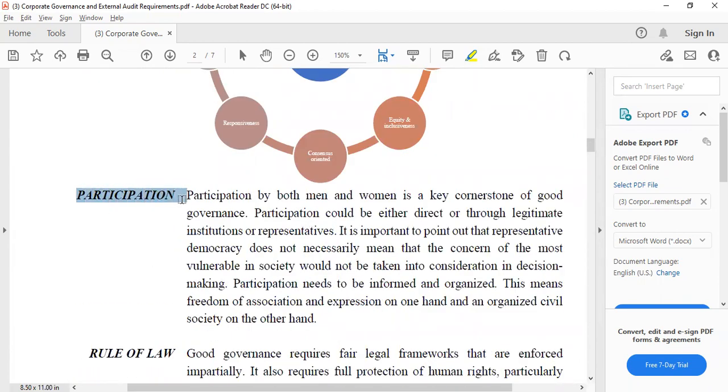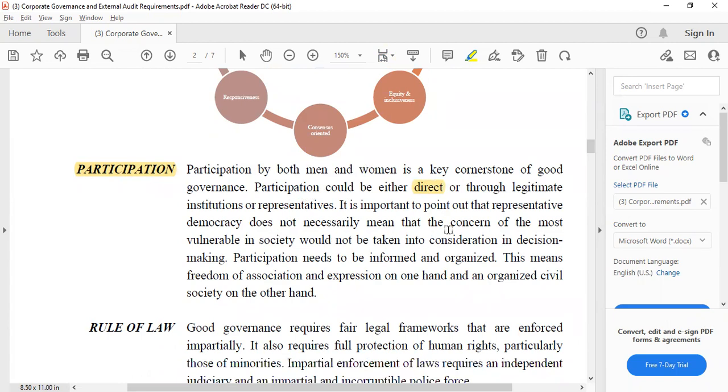So the first characteristic of good governance is participation. Participation by both men and women is a key cornerstone of good governance. Participation could be either direct or indirect through legitimate institutions or representatives. It is important to point out that representative democracy does not necessarily mean that the concerns of the most vulnerable in society would not be taken into consideration in decision making. So if you apply this concept to corporate governance, it means that the voice of the majority is not the only voice that matters. We should also ask for the opinions and inputs of the minority.